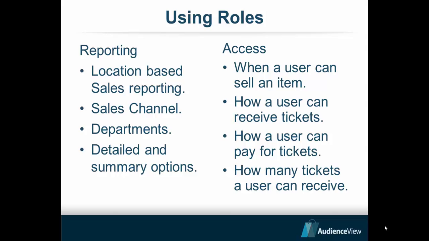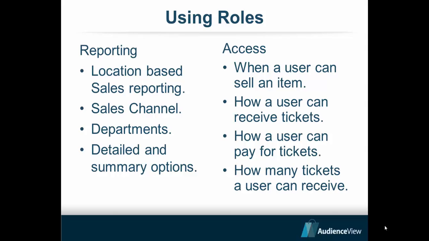The other piece is access. So it's looking at something like when can a user sell an item? When is a performance on sale? When's a miscellaneous item on sale? When's a gift on sale? Is it on sale to everybody in the box office or just a particular department?